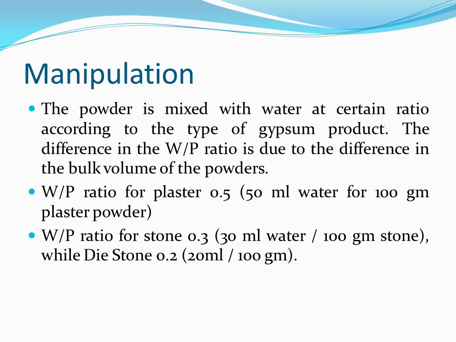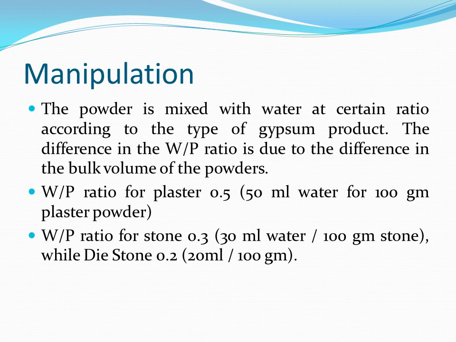عندنا ال water to powder ratio نقصد بيها W2P اللي هي للبلاستر تكون 0.5. يعني ايش قد اضيف water ايش قد اضيف powder. نضيف تقريبا 50 moles of the water and 100 gram of the plaster powder. بينما عندنا ال W2P ratio for stone 0.3 اللي هي 30 mole of the water with the 100 gram of the stone, while for dye stone 0.2 اللي هو راح يكون 20 mole for 100 gram.